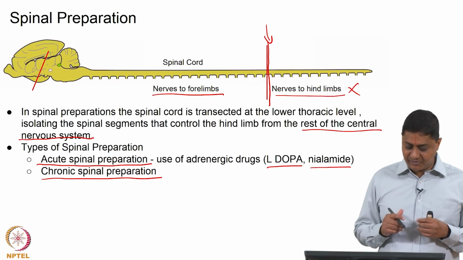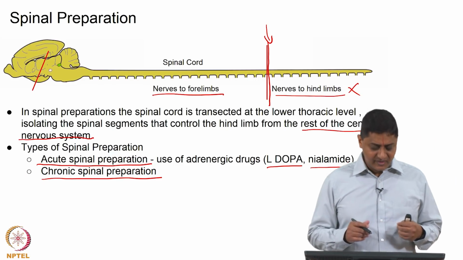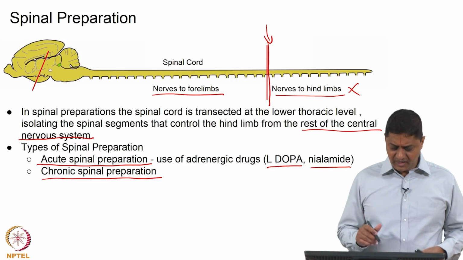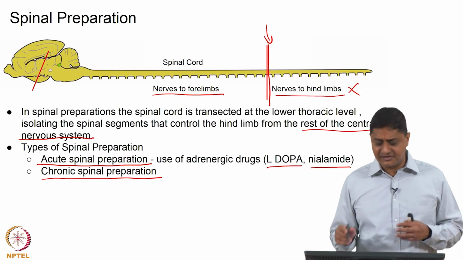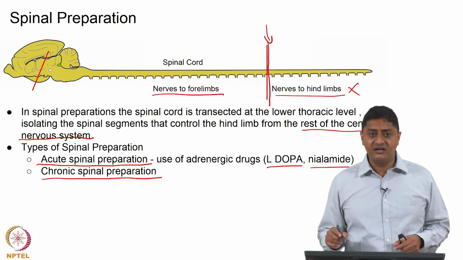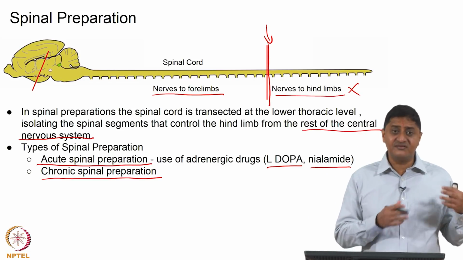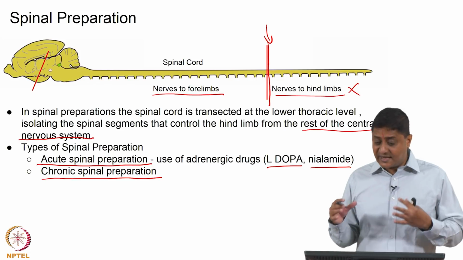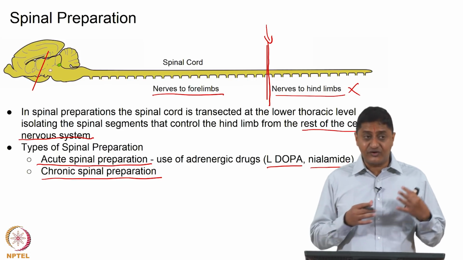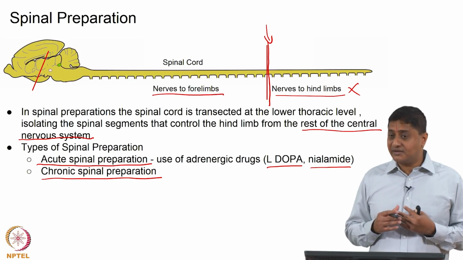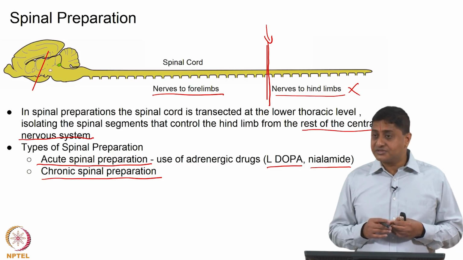So, in the acute spinal preparation, after the animal is surgically transected at that level, and after the recovery, this changes, as I mentioned in the previous class, between animals. In some animals it can be as brief as 30 to 45 minutes, in some animals it can be several hours to several days.